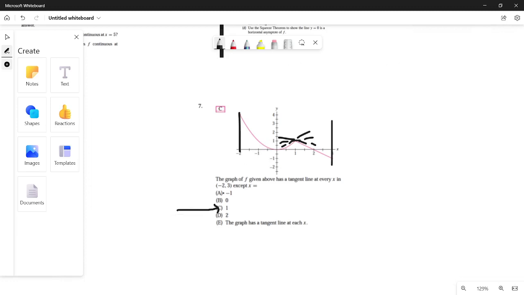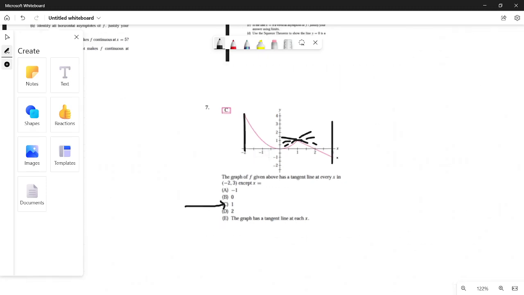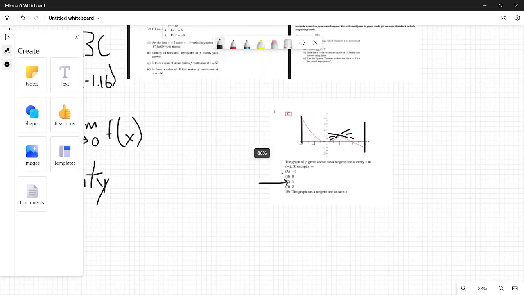So what's the answer? Oh, there's no derivative at that point. It's except x equals 1, because the bump doesn't have a true tangent. It's like a corner, with many straight lines.